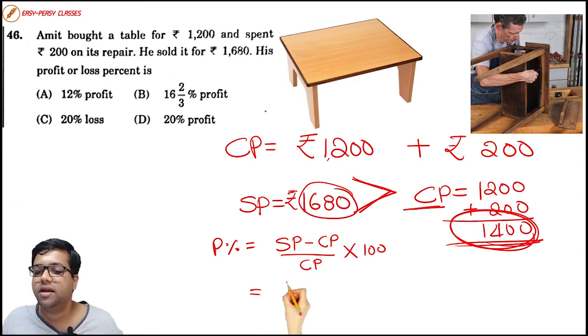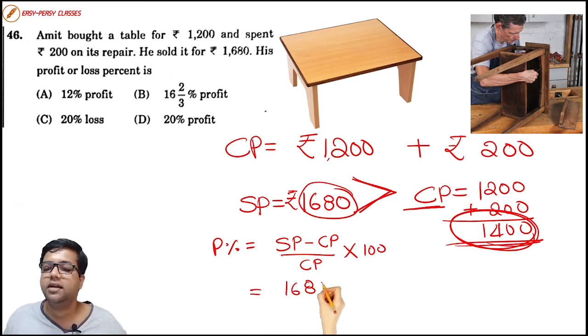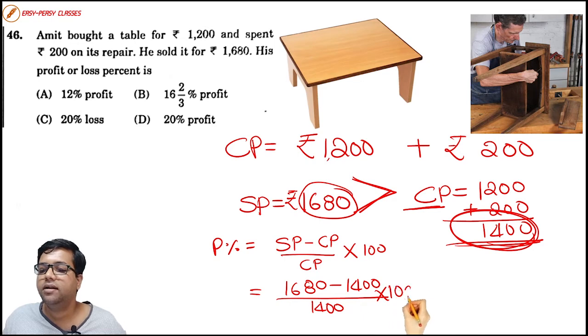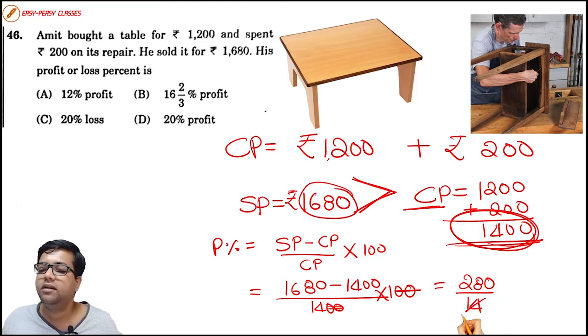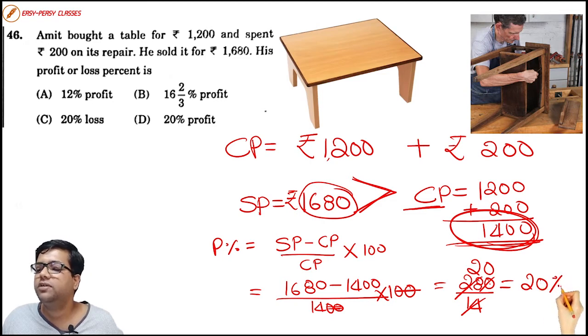So what is the selling price? 1680 minus 1400 divided by 1400 into 100, right? Two zeros will cancel over here itself. 1680 minus 1400 will give you 280, which is to be divided by 14. 14 ones are 14, twos are 28, and the 0 you keep as it is. That means he made a profit of 20%.